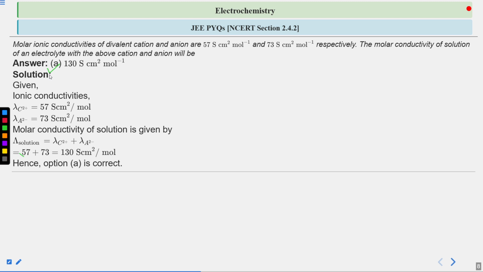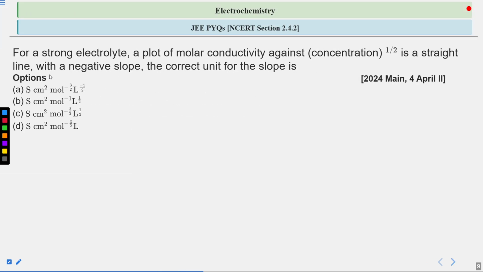Okay, let's move on to the next question. This is again a JEE PYQ, covering NCERT subsection 2.4.2 under section 2.4 in the electrochemistry chapter. The question says that for a strong electrolyte, a plot of molar conductivity against concentration to the power half is a straight line with a negative slope. The correct unit for the slope is.